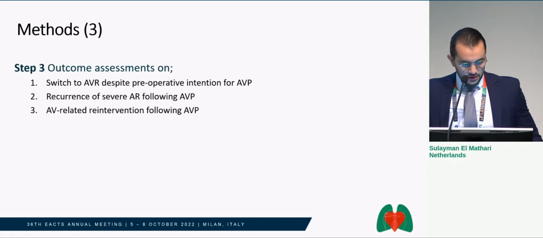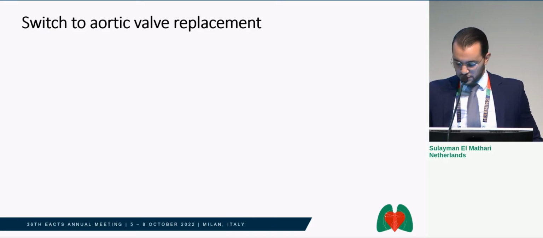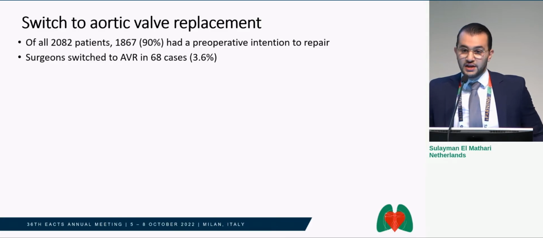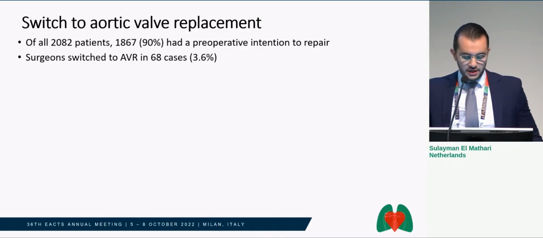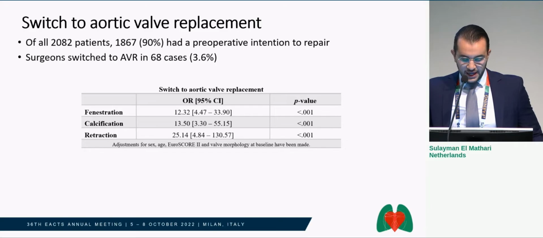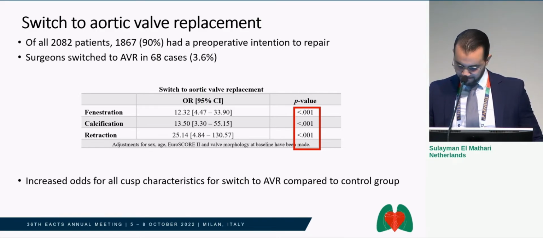The next step is then to analyze the earlier mentioned outcome values. And the first one was then switch to aortic valve replacement. 90% of all patients had a preoperative intention to repair. And in 3.6% of the cases, surgeons perioperative switched to valve replacement. If we look at how this translates for each cusp type, we see a significant increased risk for all studied cusps for switch to AVR. This effect was strongest for patients with cusp retraction, followed by calcification and fenestration.